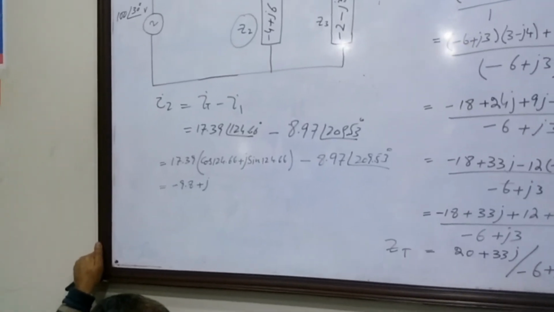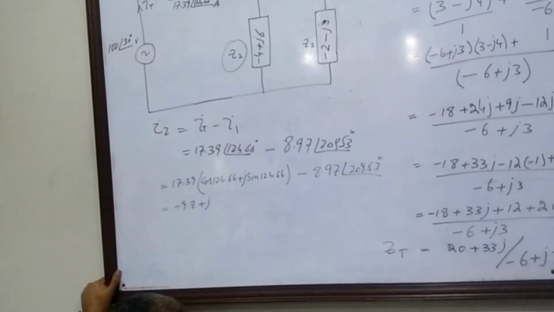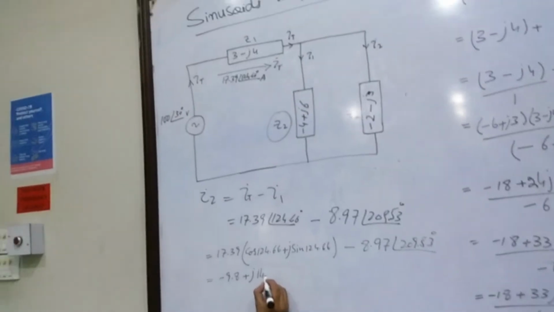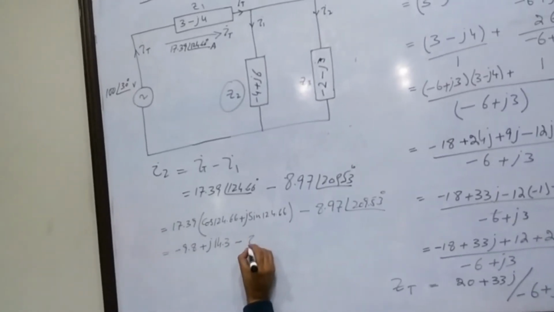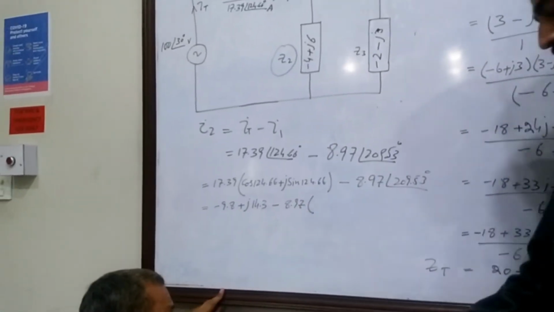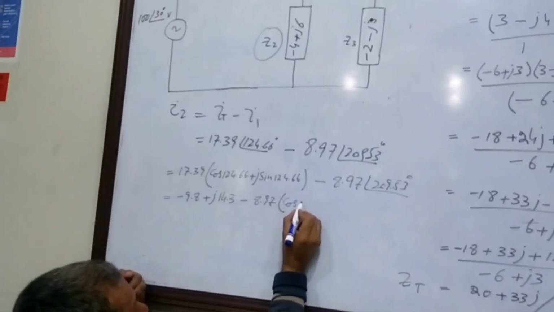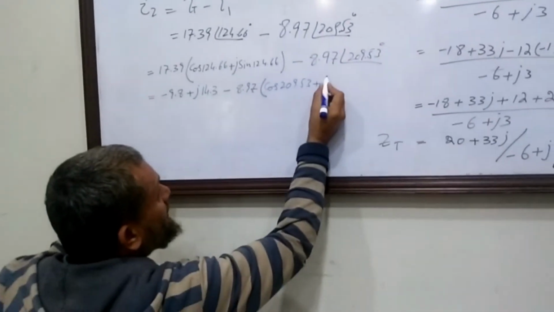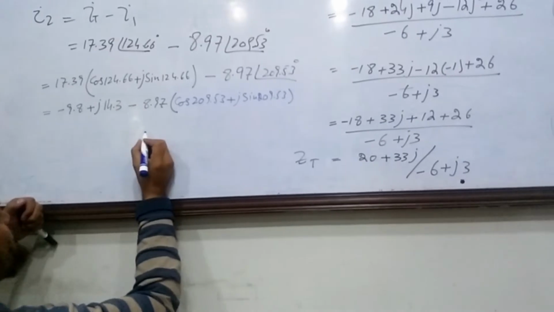Sine of 124.66 is 0.82, multiply by 17.39, gives 14.30. Now I convert I1 also: 8.97 cos of 209.53 plus j sine of 209.53.